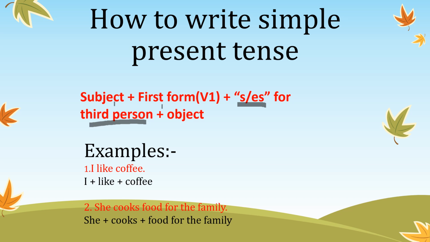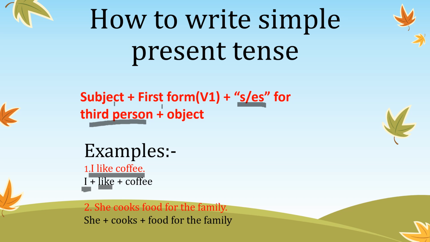Now for example, the first example is I like coffee. Here the subject is I, and like is the verb, the first form of the verb. I is the first person, so we don't use s or es with like. So like will remain like, plus the remaining part, that is coffee. So the sentence will become I like coffee.